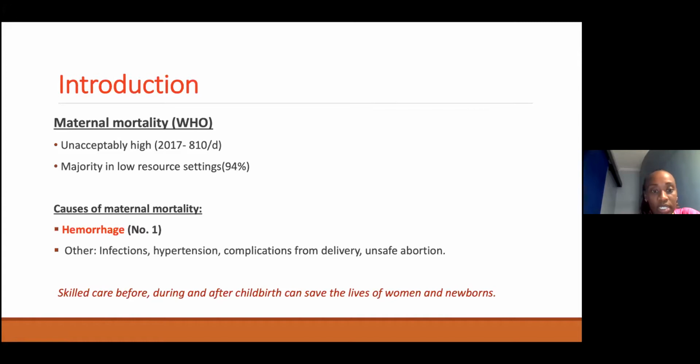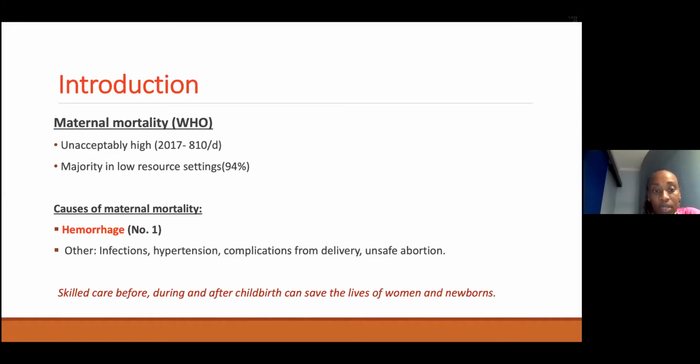As a way of introduction, we all know that maternal mortality is unacceptably high, and more so in the sub-Saharan African region. The majority of the maternal deaths are in low resource settings, up to 94%. That includes us, basically. If you look at the figures from WHO in 2017, 810 women would die per day, which means as we start this presentation, within the next 1 hour, 34 women will have died within that time.